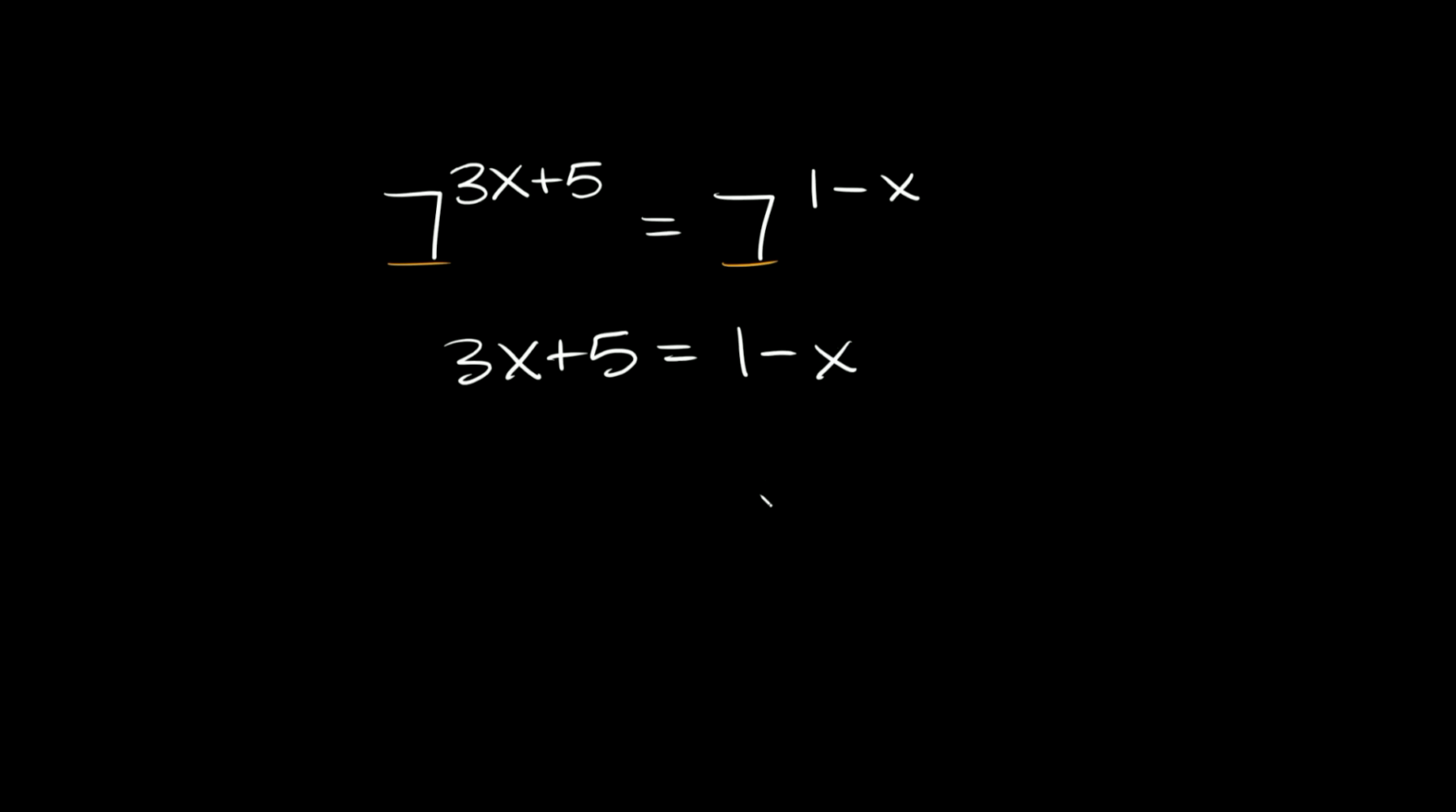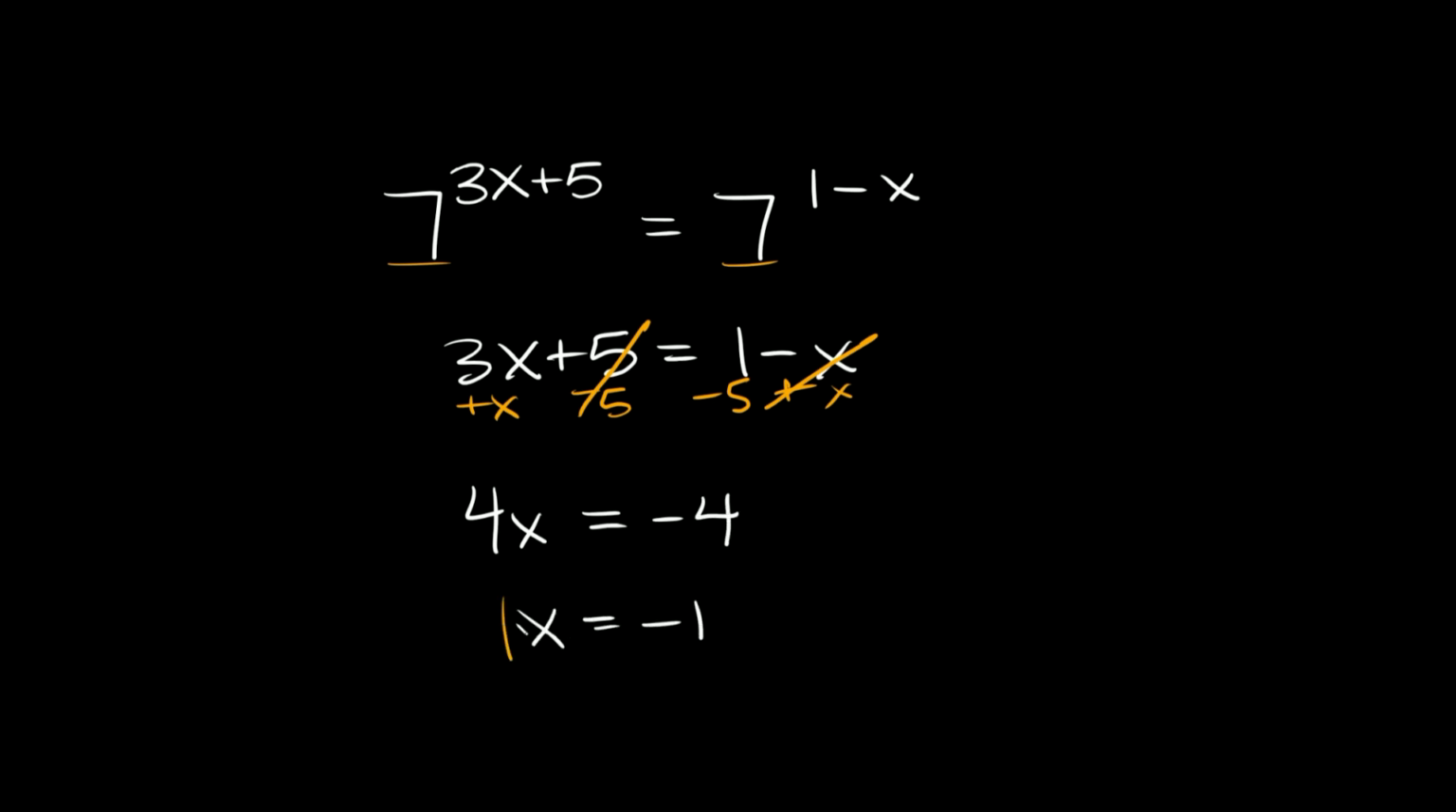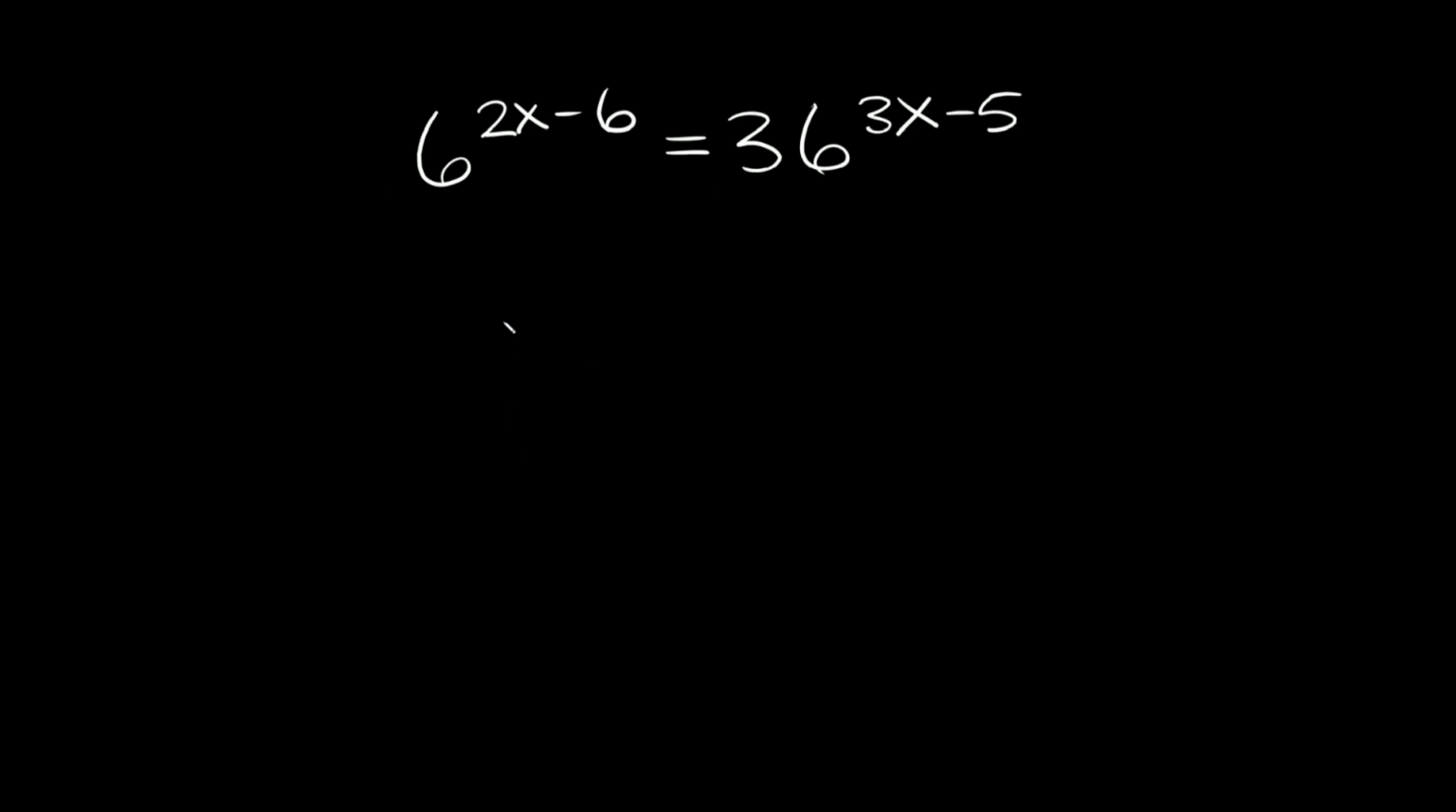And then here we just have to solve for x. So here we can add x to both sides. We can subtract 5 from both sides. Those cancel out, those cancel out. So then here we get 4x is equal to negative 4. So then here we can see that x is equal to negative 1. All right, so that would be our answer right here. All right, here's the next one.